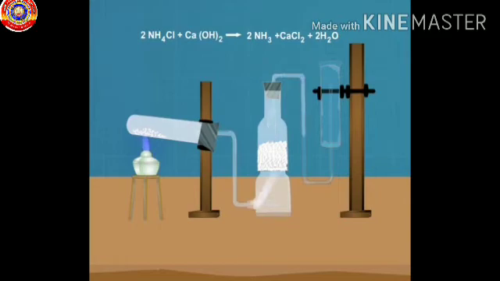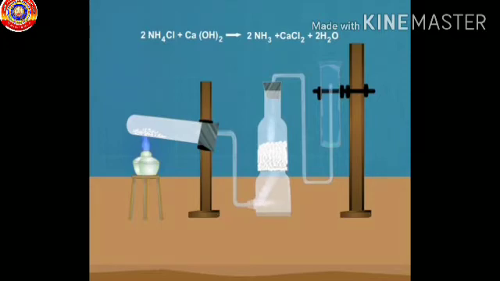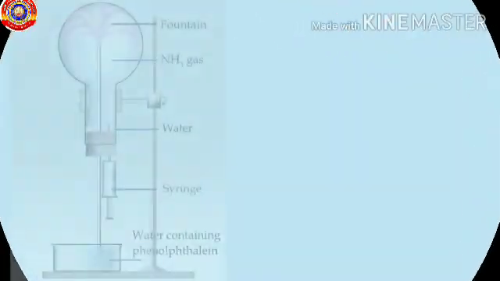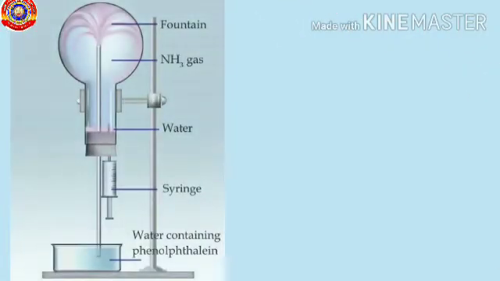Did you see the gas jar used for collecting ammonia is kept in an inverted manner? What is the reason? What inference can be made about the density of ammonia? Do you know? Ammonia is less dense than air. Hence, it is collected in this inverted manner. Shall we see another experiment on ammonia?